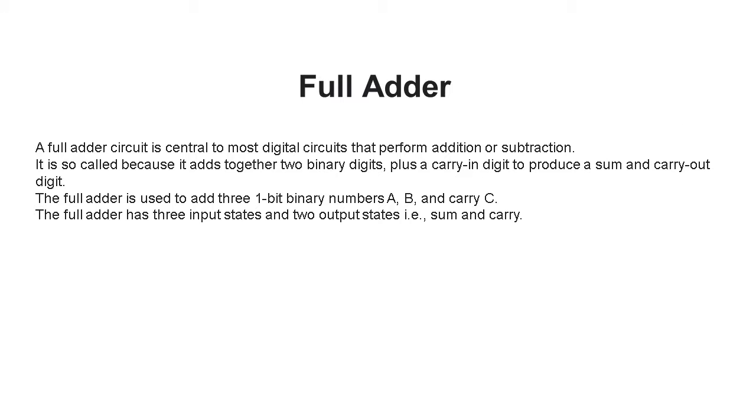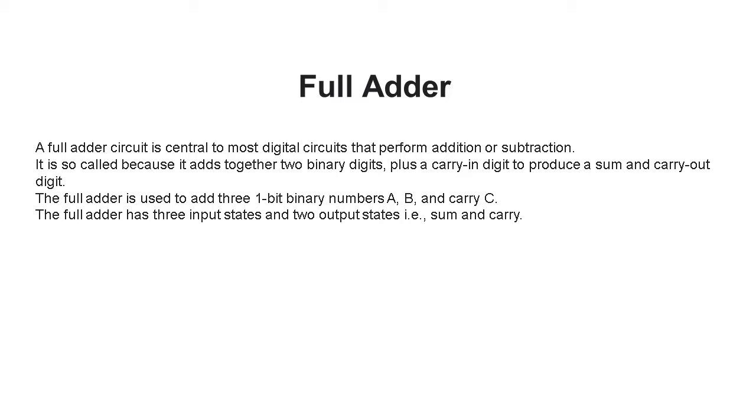Now let us discuss the full adder. A full adder circuit is essential to most digital circuits that perform addition or subtraction. It is so called because it adds together two binary digits plus a carry-in digit to produce a sum and carry-out digit. The full adder is used to add three 1-bit binary numbers, that is A, B, and the carry C. The full adder has three input states and two output states, that is sum and carry.